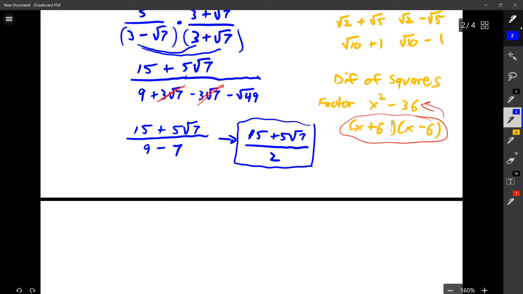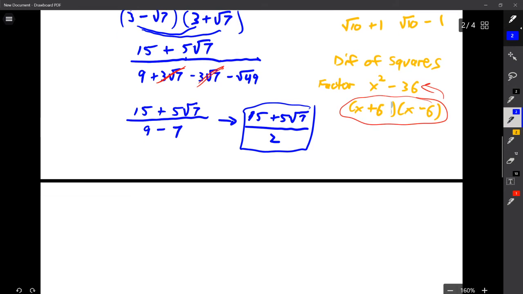The one other thing we should check for is we should make sure that this radical here does not have any perfect squares in it, and it doesn't. Square root of 7 doesn't have any perfect squares. We should also make sure that this fraction does not simplify. In other words, we have 15 halves as the first half here, and that doesn't simplify. And we have 5 root 7 over 2, and that does not simplify.